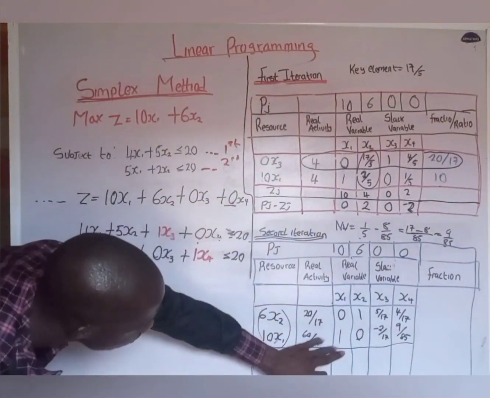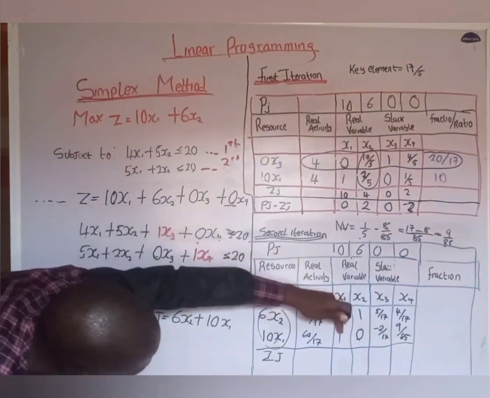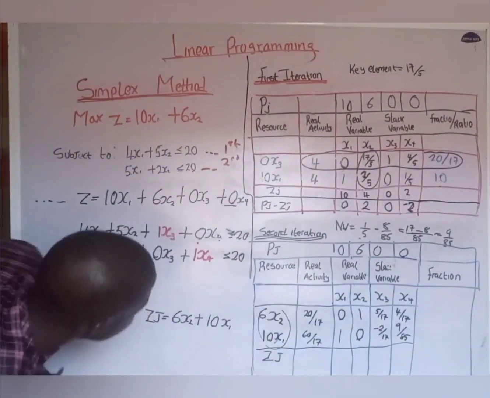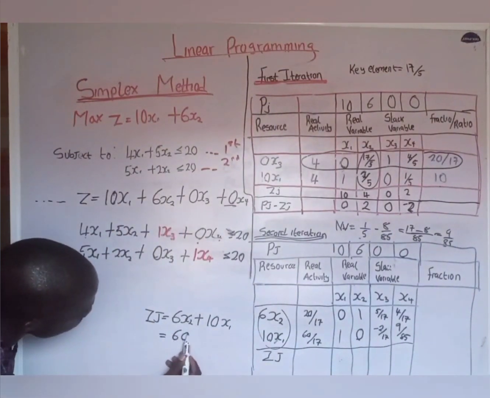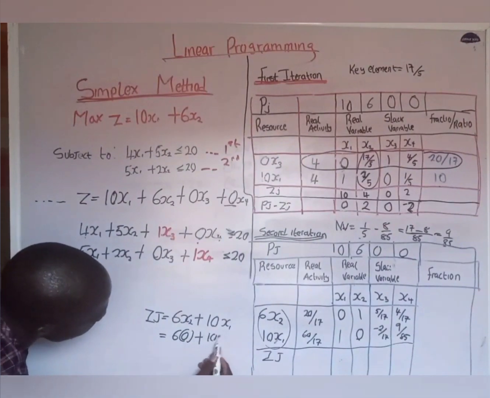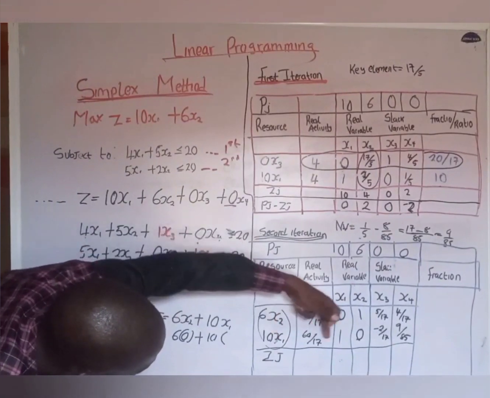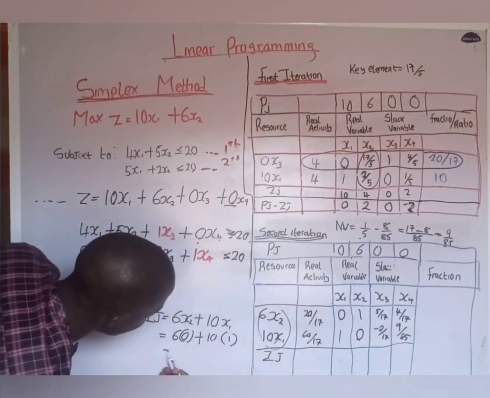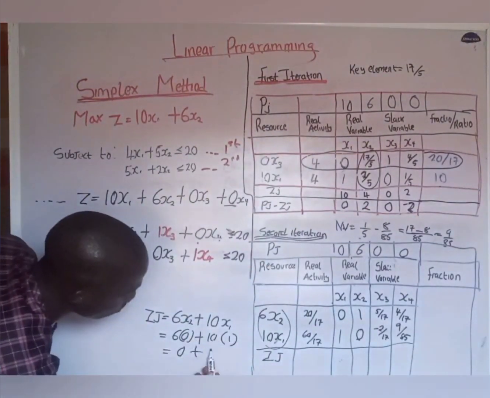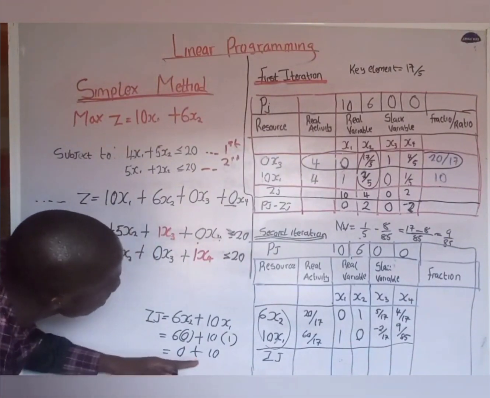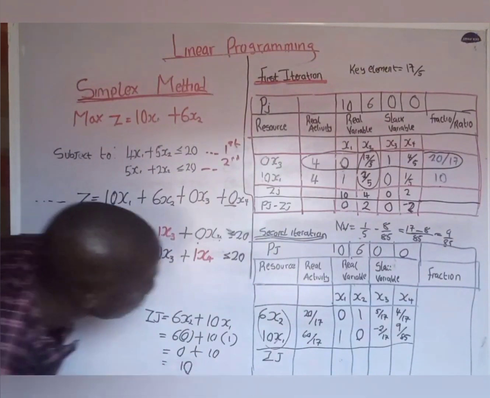So I'm going to be substituting the value of ZJ. For example, in this column, in order to get the ZJ of this column, I'm going to substitute 0 as x2 in this row and 1 as x1 in this row. So the value of ZJ in this first column will be what? 6 into bracket 0 plus 10 into bracket, the corresponding value of x1 is what? 1. 10 into bracket 1. So 6 multiplied by 0 is 0, plus 10 multiplied by 1 is 10. So the final value of ZJ here is 10.